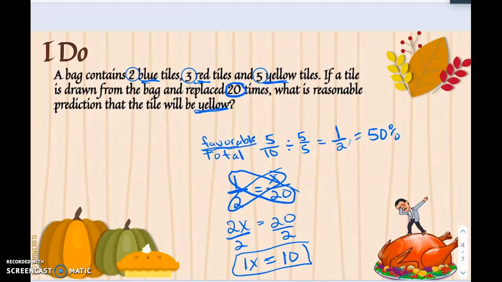If I were to predict how many times I would draw a yellow tile if I were to do it 20 times, then 10 would be my prediction.